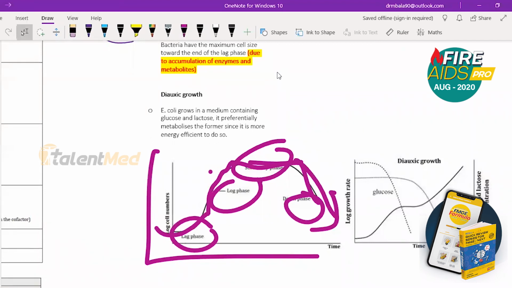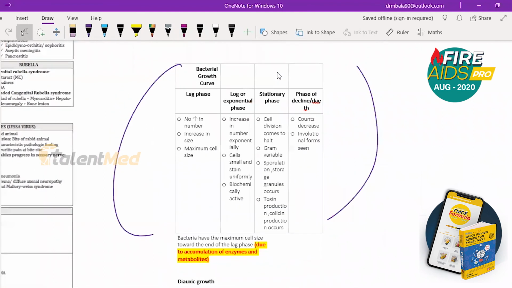What is essential from this for your MCQ is the lag phase. I said beginning of the growth. So increase in size, maximum cell size happens in lag phase. Log phase means biochemically active. This one point I want you to remember: biochemically active. And exponential growth happens in log phase, so log phase is also called the exponential phase. Stationary, we know it is stationary, so cell division halts. Phase of decline is phase of decline, so there is decrease in counts.